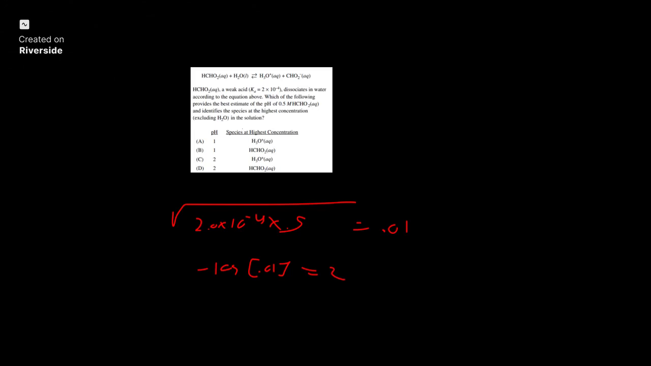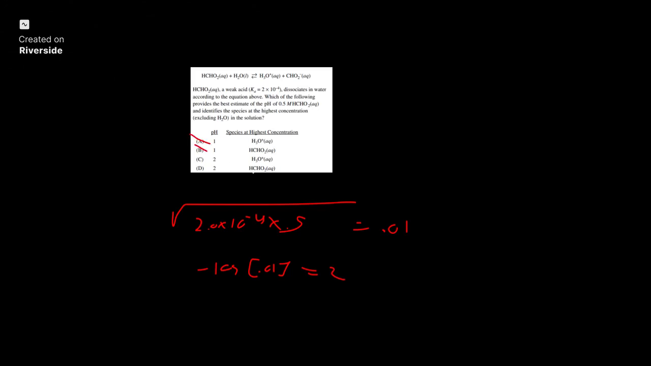You can just assume again. So let's just do this quickly. So 2 times 10 to the negative fourth times 0.5, then the square root. That's going to give you 0.01. That's your concentration of H+, so the negative log of 0.01 will give you 2. So your pH is 2.